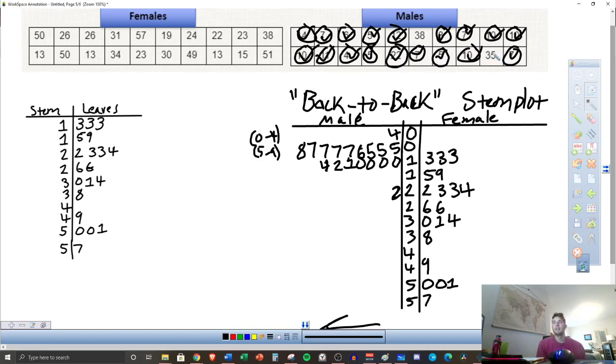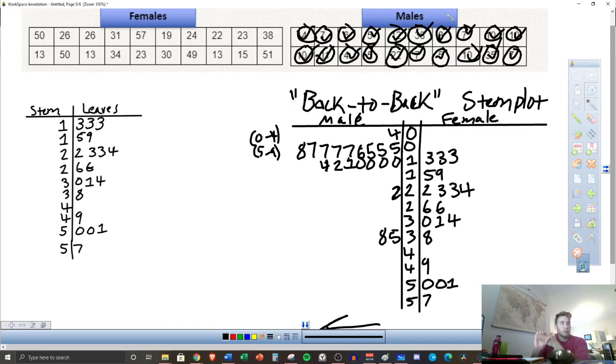All right, then there's 35 and 38. 35 is gonna go in this second column, or second stem for the 30s, and then 38 will also go with it. And there we go, we've got it, a back-to-back stem and leaf plot. This is how you'll see some of these on the test.